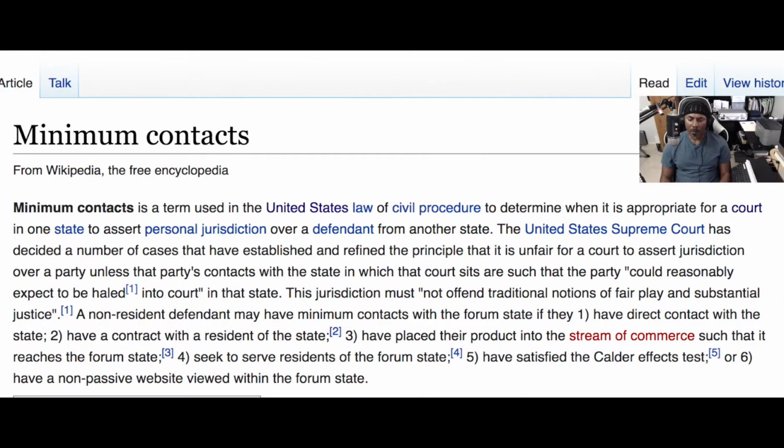In Wikipedia, minimum contacts is described as: minimum contacts is a term used in the United States law of civil procedure to determine when it is appropriate for a court in one state to assert personal jurisdiction over a defendant in another state or from another state. Now, let me clarify something else. Each time you hear the word state, you can replace it almost always with jurisdiction, because that is the essential meaning of that word. Because you can be in the same state and be a foreigner of the state that you're living in, all right?